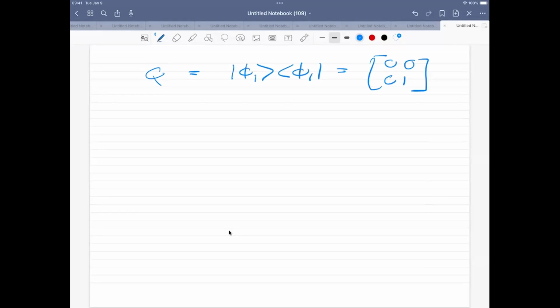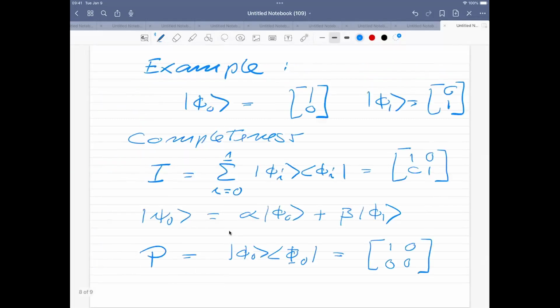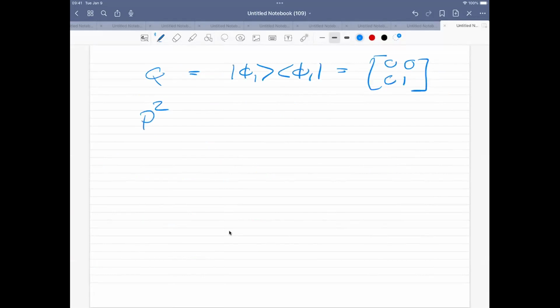One thing you will see is that if I take P squared, just take that previous matrix and multiply it with itself, it should be pretty obvious that you get 1, 0, 0, 0, which is equal to P itself. This is normally called an idempotent operator: an operator which squared is equal to itself. You will also see that Q squared is going to be equal to Q. You just multiply these two matrices with each other, and it should be pretty straightforward to see that.